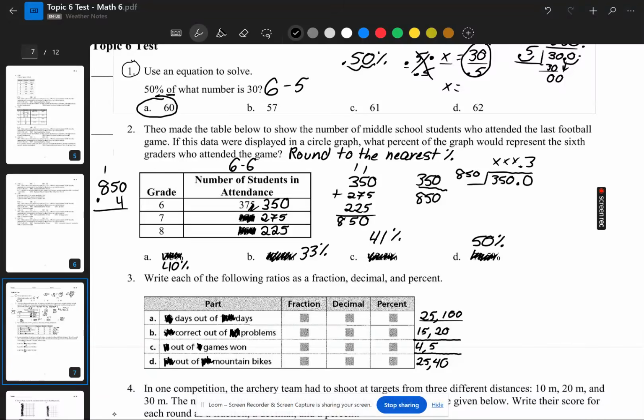4 times 0 is 0. This is 20, 32, 34. So this is actually a 4 minus 3,400. This gets me 100. I add down another 0. 850 goes into 1,000 once. So this is 0.41. To make it a percent, I just move it twice to the right. 41%. C.